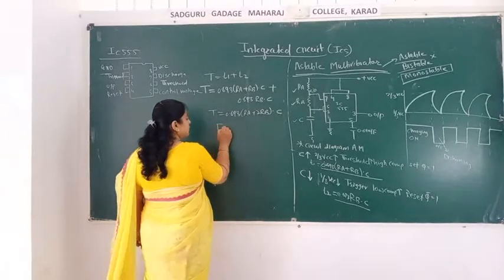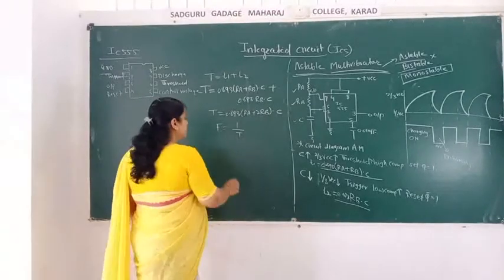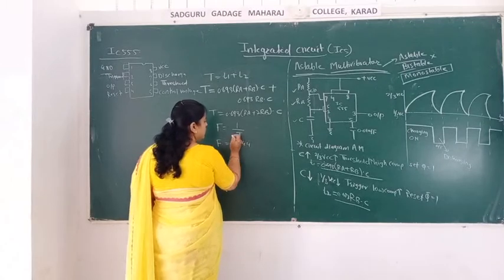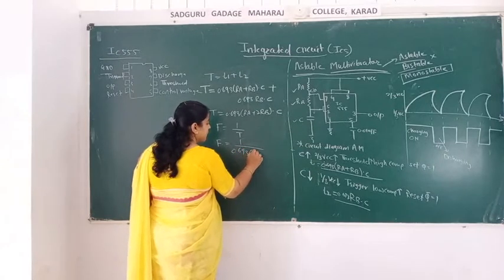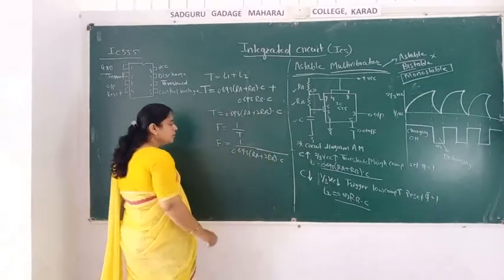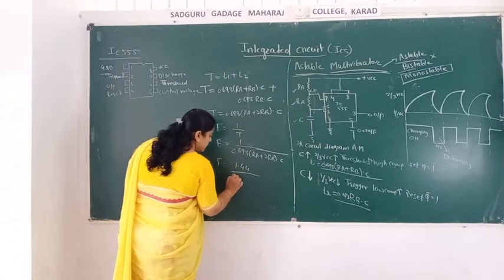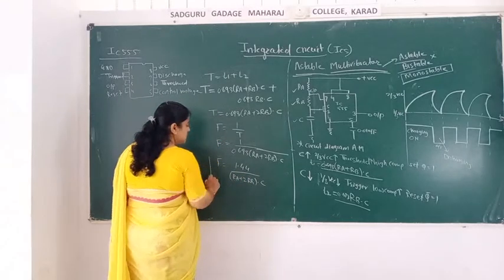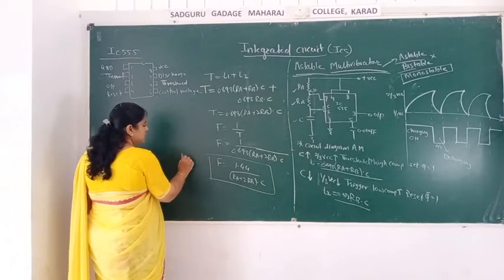Then we can calculate the frequency from the value of this T. The frequency for the astable multivibrator is given as 1 upon 0.693 (RA plus 2 RB) C, so F is equal to 1.44 upon (RA plus 2 RB) C. This is the frequency formula for the astable multivibrator.